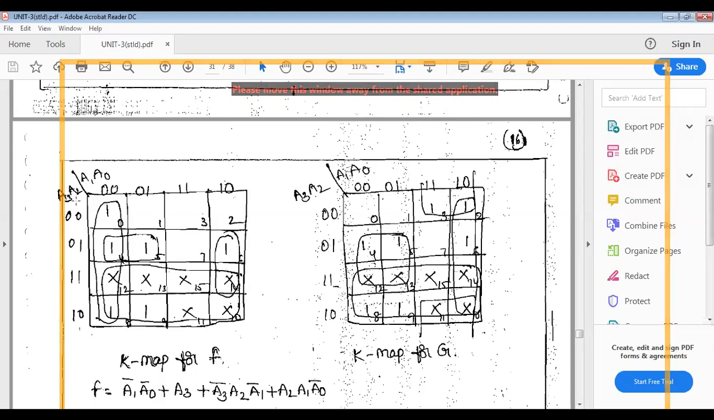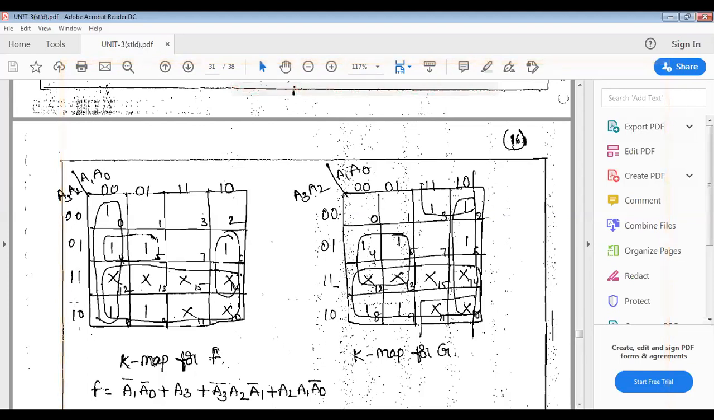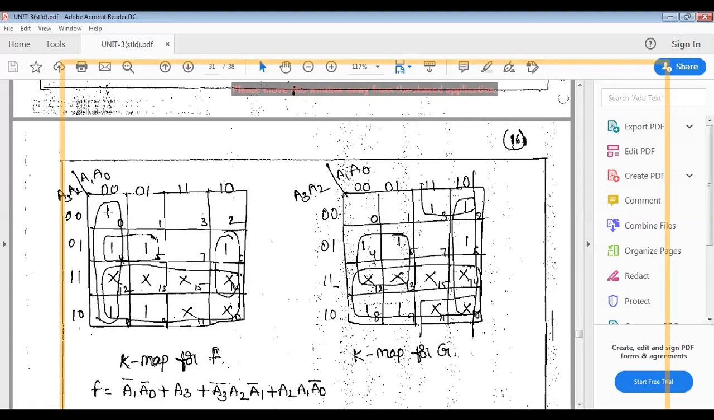We'll get A1 and A0 is a 1. And here we have only A3 and A2. A2 changes from 0 to 1. And A3. So A3, whatever the second term is, is the right answer.